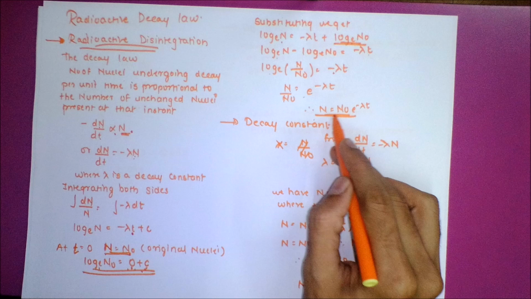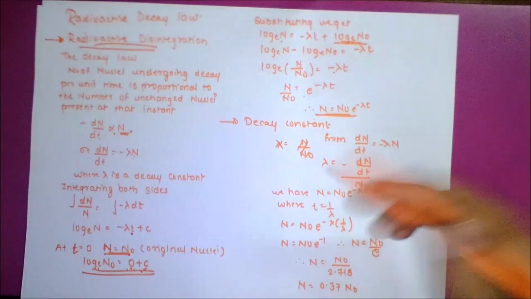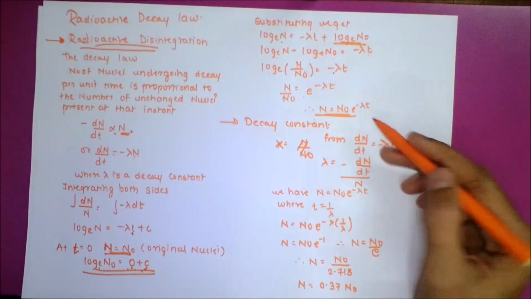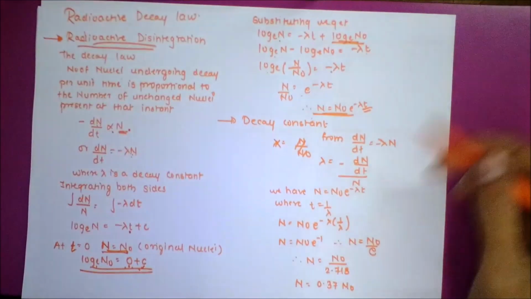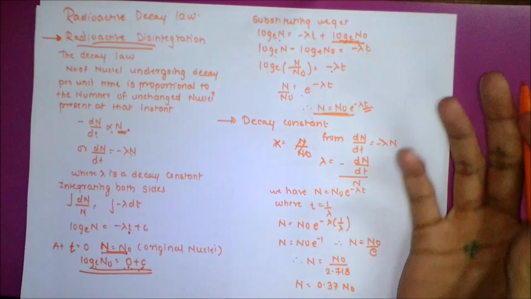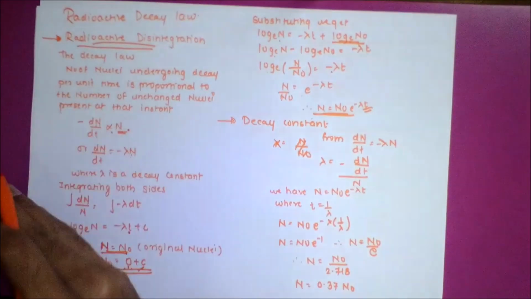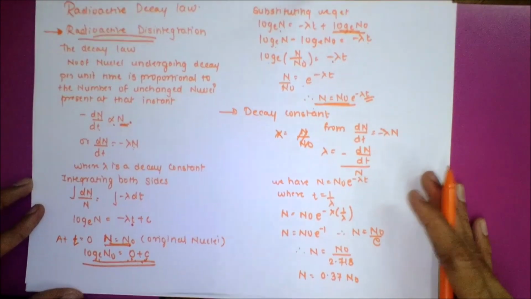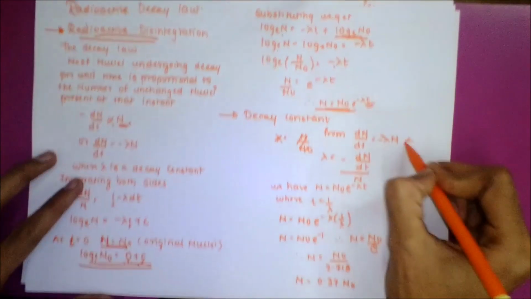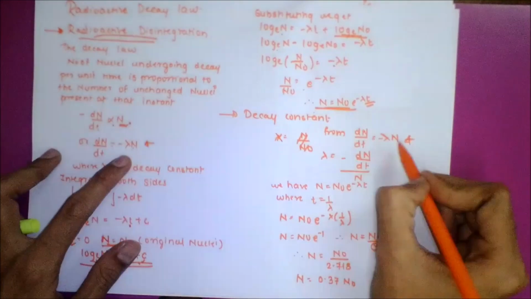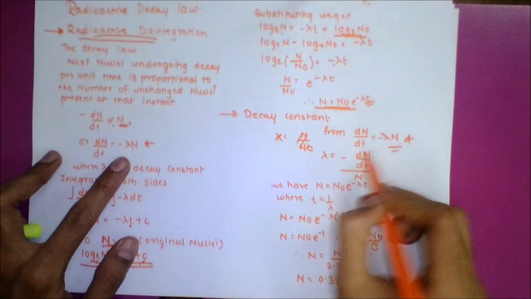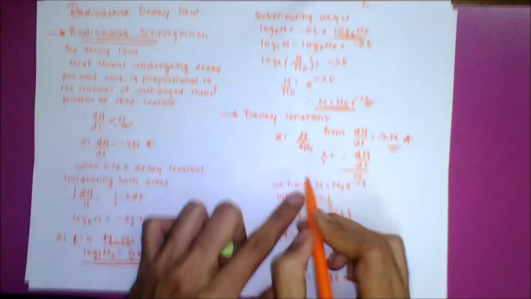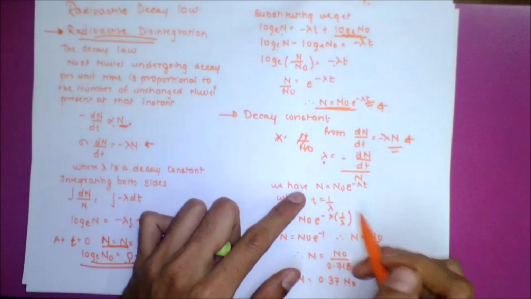This expression shows that the number of nuclei of a given radioactive substance decreases exponentially with time. After some time it will go on decreasing. So we need to find the decay constant. From the equation, I can find lambda, which is equal to dN upon dt upon N. But also we have the equation for the number of nuclei.